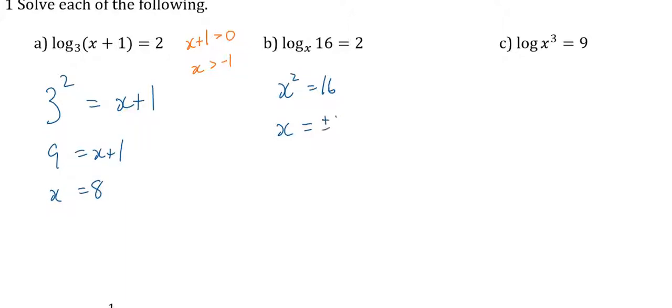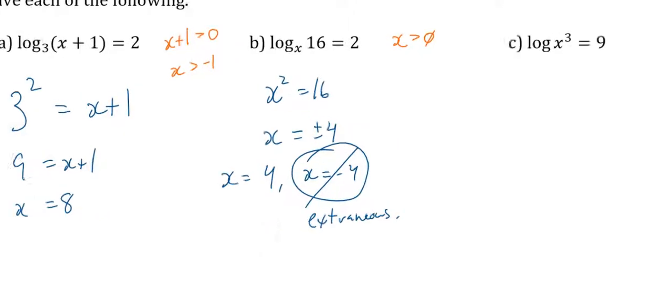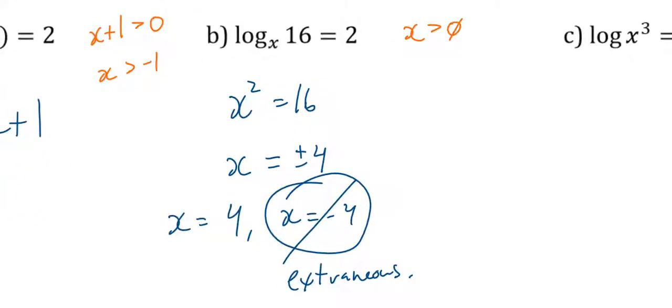What's that, Tyler? Yeah, and so in this case, our restriction is x has to be greater than 0 because the base of a logarithm has to be greater than 0. So x equals 4 and x equals negative 4, but this one is inadmissible because it's extraneous. So that's an easy one to miss.